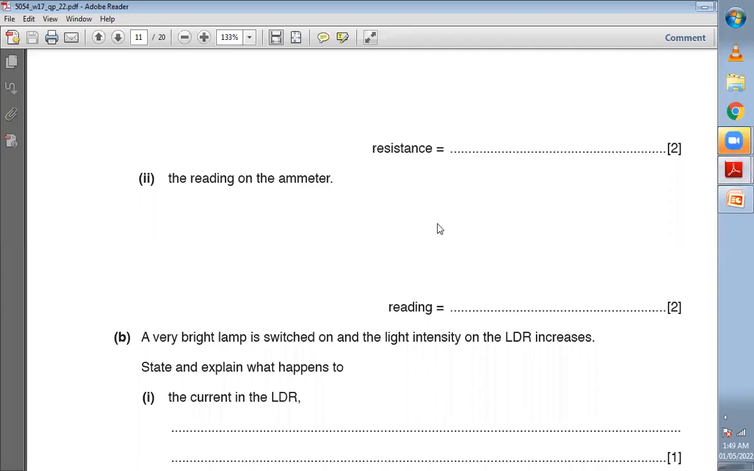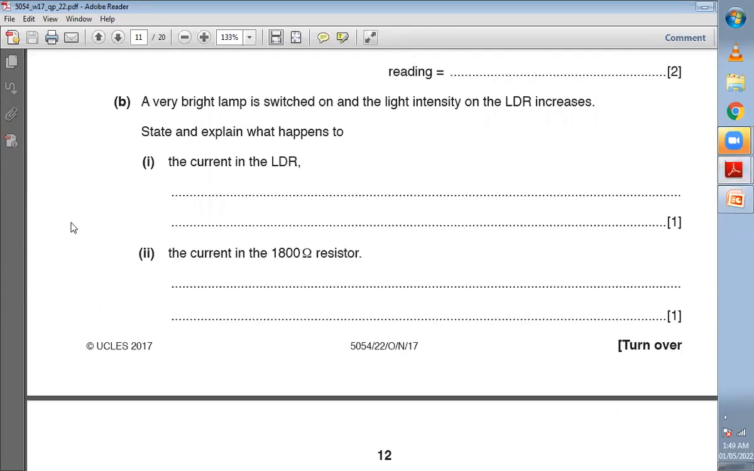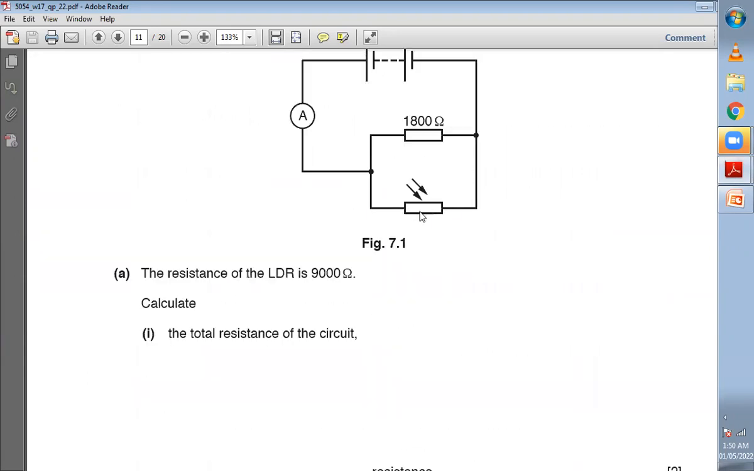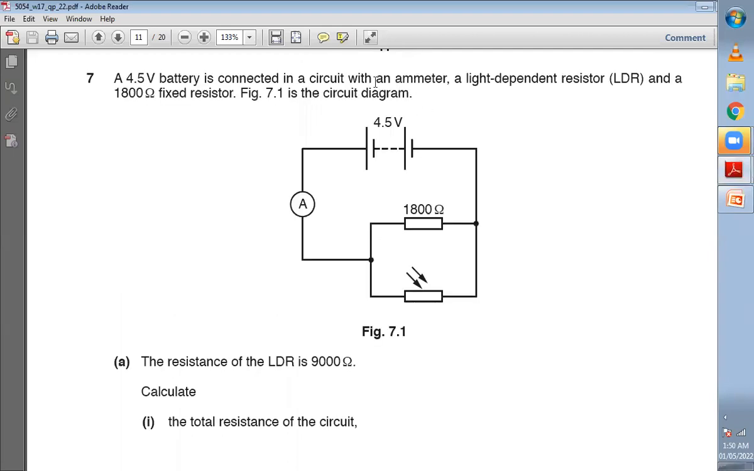Okay. Now, he says a very bright light is switched on and the light intensity on the LDR increases. State and explain what happens to the current in the LDR. You see, when the light shines on the LDR, the resistance of the LDR will decrease. So when the resistance of the LDR decreases, the resistance of this whole circuit will decrease. So the current coming from the battery will increase.